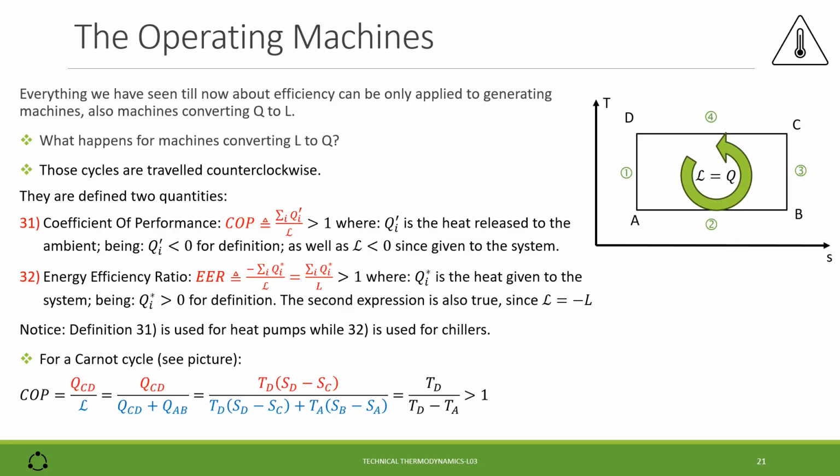Since those are isothermal transformations, we can express Q as T times delta S, and eliminating delta S, we find this simple expression, TD over TD minus TA. This is a positive quantity and also greater than 1. In the same way, we can express the EER as negative QAB over thermodynamic work, and we find this expression also very simple, TA over TD minus TA, that is also positive and greater than 1. We remember those are only valid for the Carnot cycles.